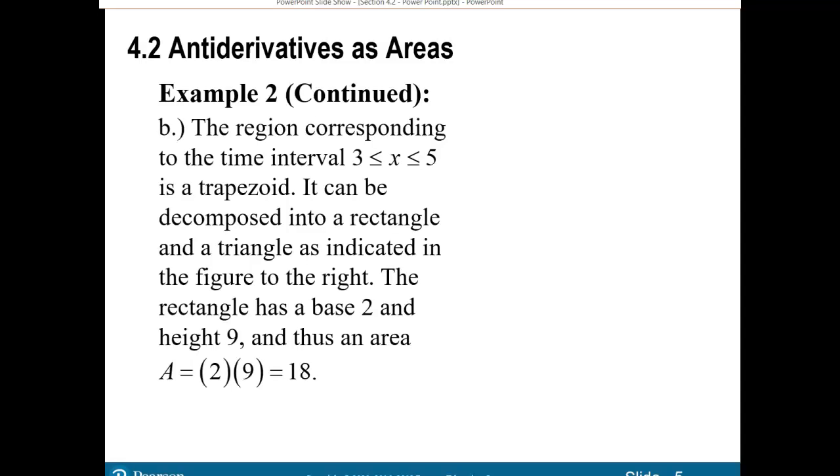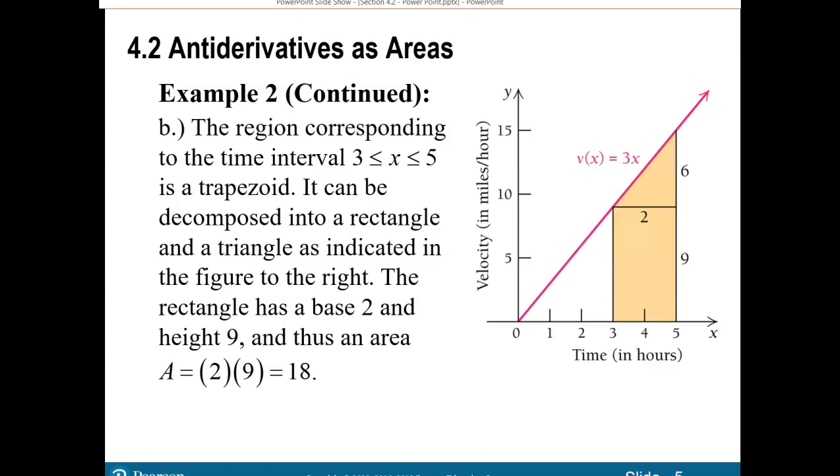The next part of this question was the region corresponding to the time interval from 3 to 5. So that same function v of x equals 3x between the time values of 3 and 5. This time our space underneath that pink line is a trapezoid. We can decompose the trapezoid into a rectangle and a triangle. We can cut off right here where this side meets my line. This distance is 2 because it's between 3 and 5. This distance right here would be 9, and we calculate that by plugging 3 into the function to get the height. That's 3 times 3 is 9.